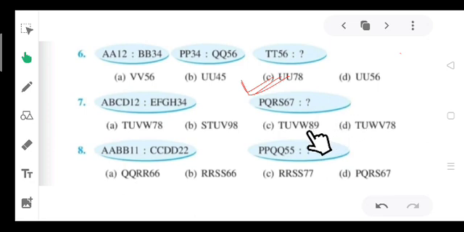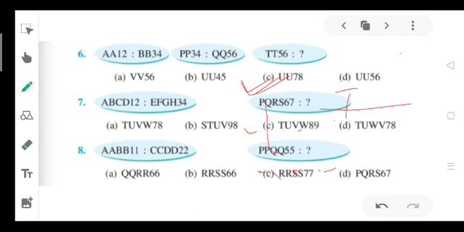So which option is right here? You have observed. C option is right. So which is our right answer here? C. Question 8. No, I will write this for you. See, first letter P, 3 letters we have jumped. Q, R, S. So what have we written here? T. Clear?